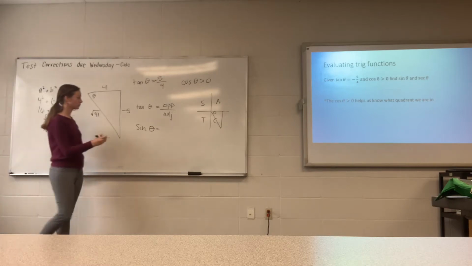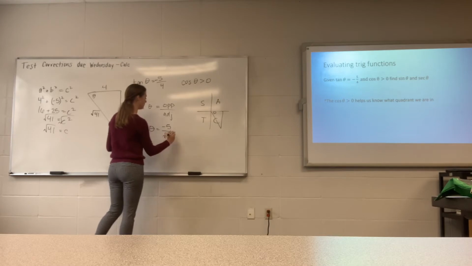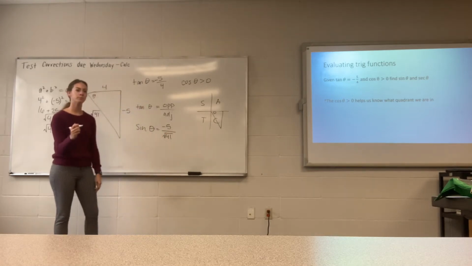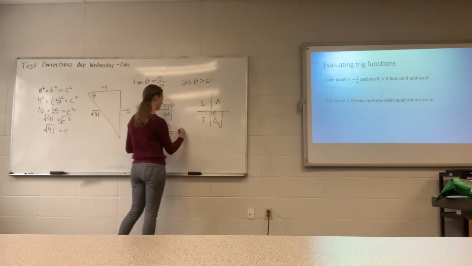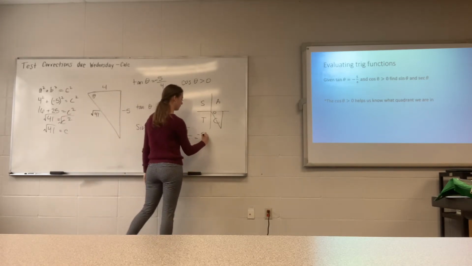-5 and square root of 41. Okay, can I leave square roots in the denominator? No. What would I do? Multiply. Okay, so if I multiply by square root of 41 over square root of 41, what do I end up with, Alex? -5 square root of 41 over 41. Yep, exactly.